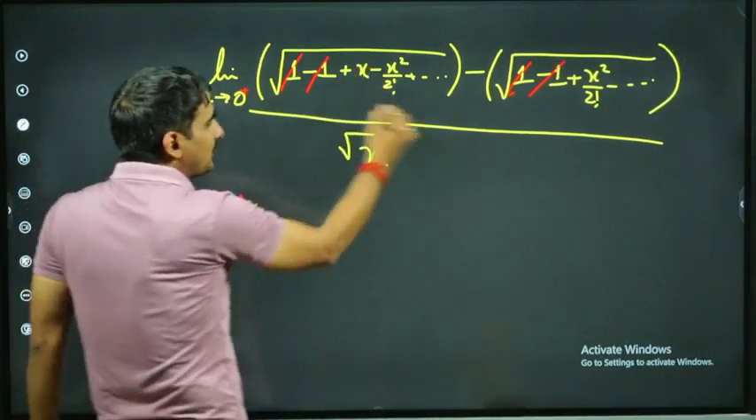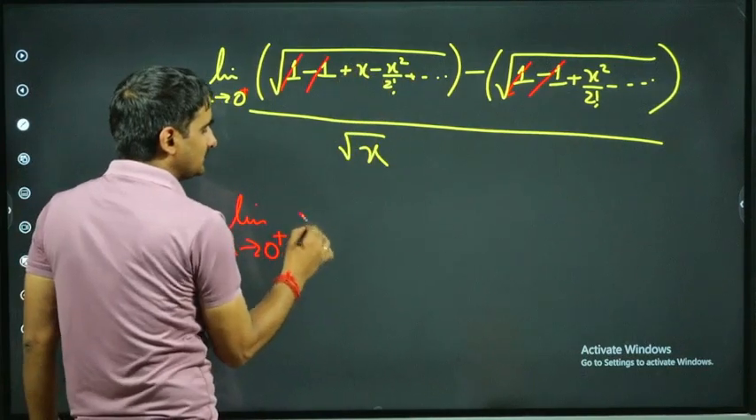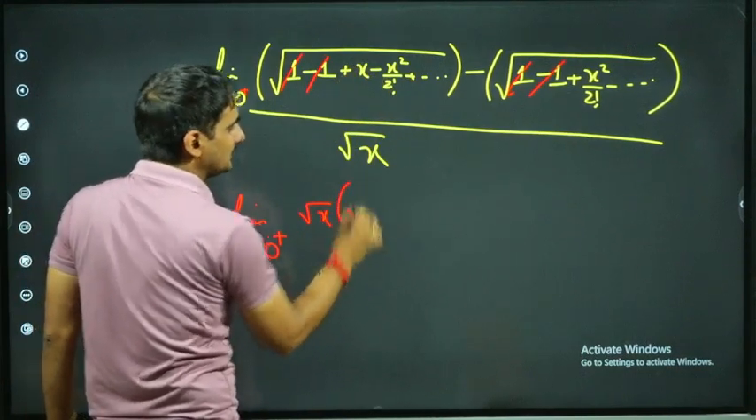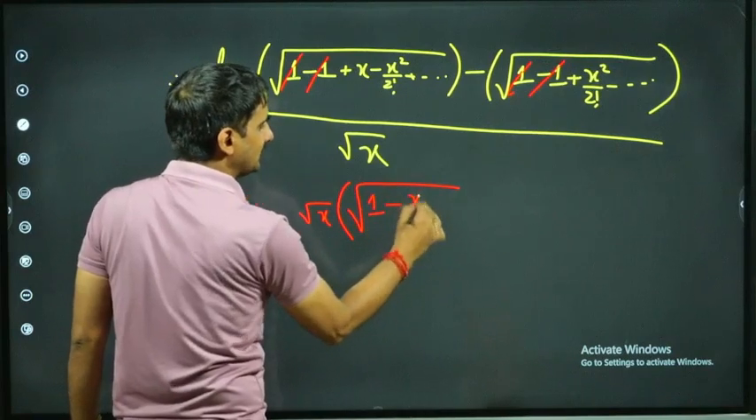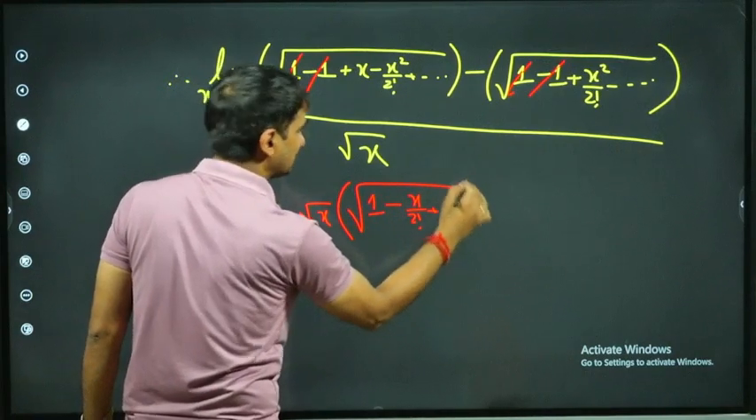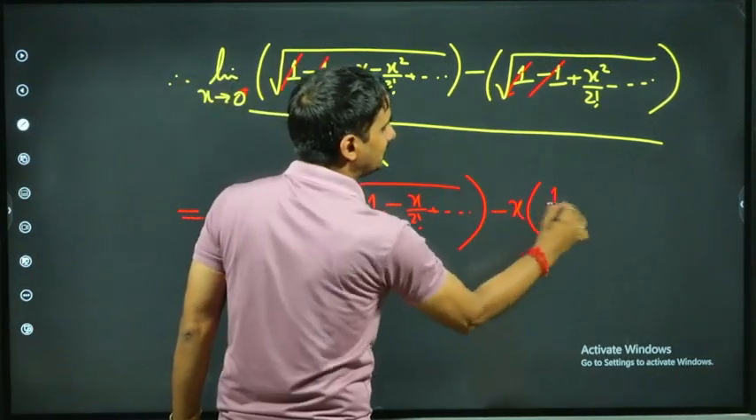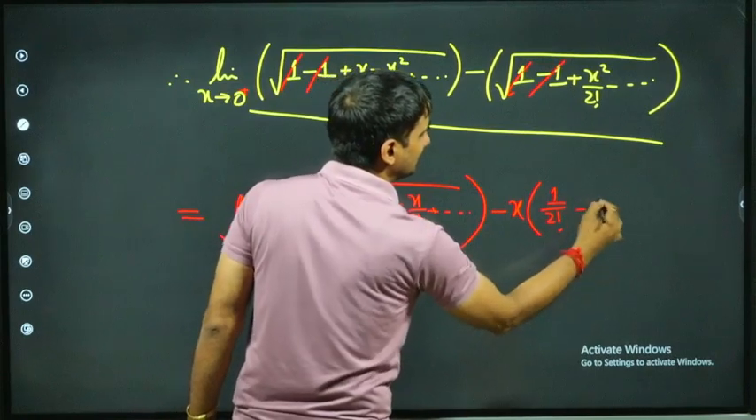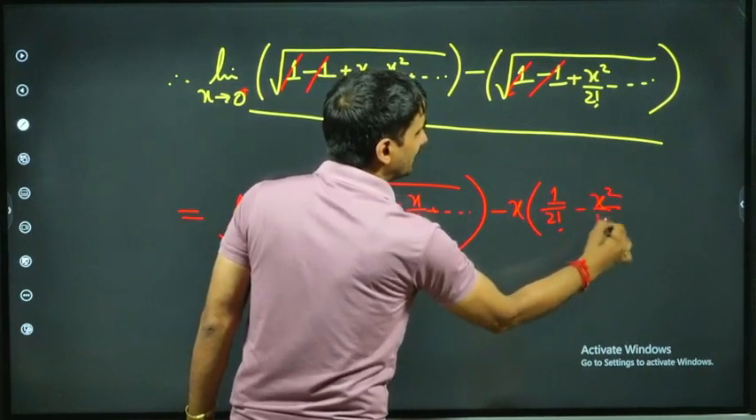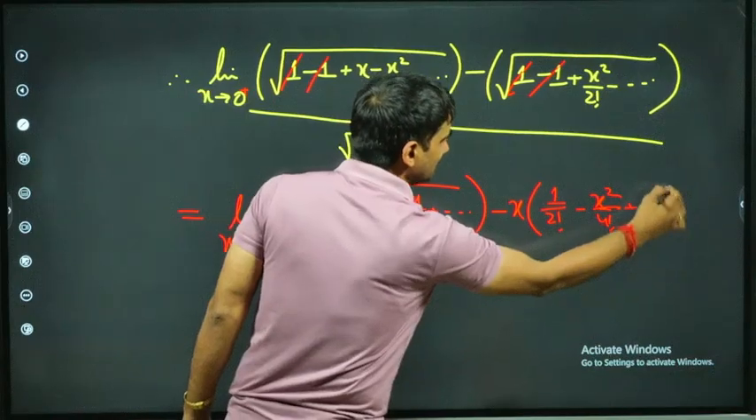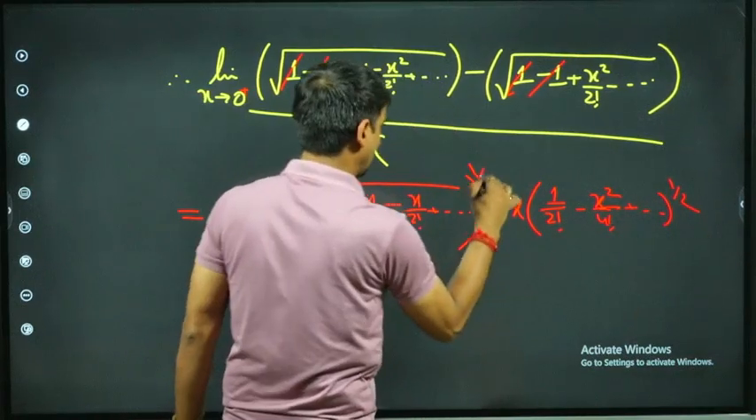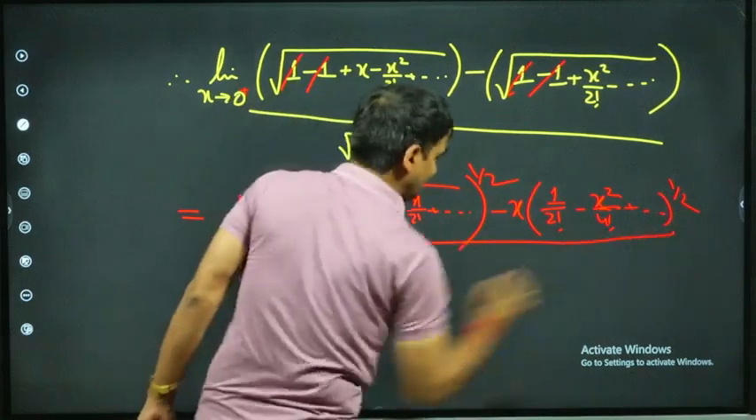What is common in the first bracket? We have x common, so you will get root x out of it. So you will get under root of 1 minus x by 2 factorial plus something something something. Similarly, you have x common here. So you have 1 by 2 factorial minus maybe x square by 4 factorial, and then something something something, half and half, by root x.